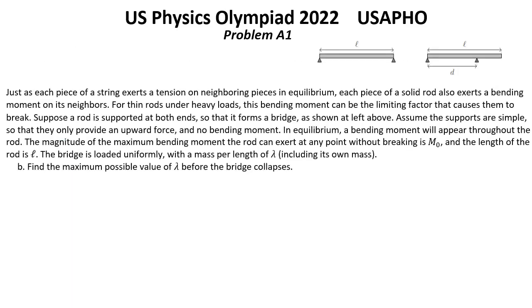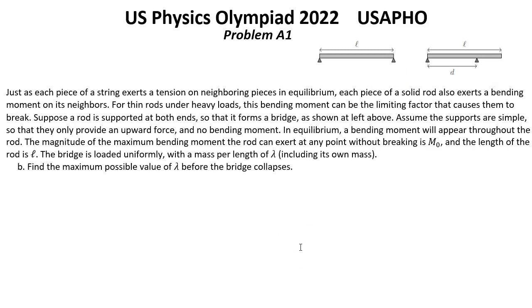Solution for question B. Find the maximum possible value of lambda before the bridge collapses. So before that, just read these conditions. Solution. Let's take a look at this picture. If we take the origin as the left end, it means that x equals 0 here. On the right end the coordinate is x equal L. Let's take a point at distance x from 0.